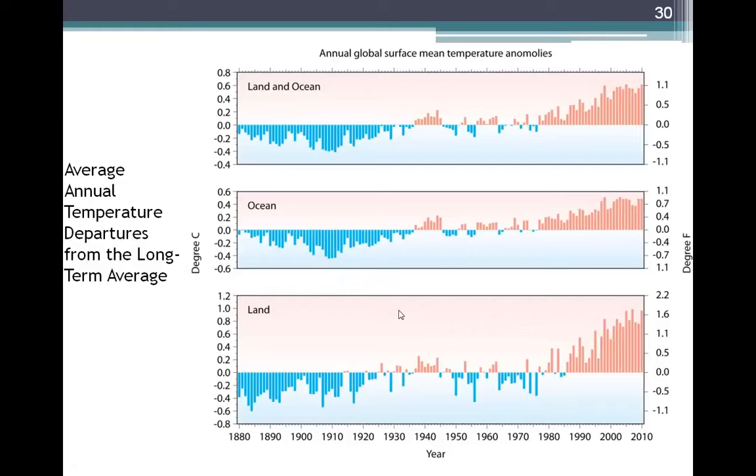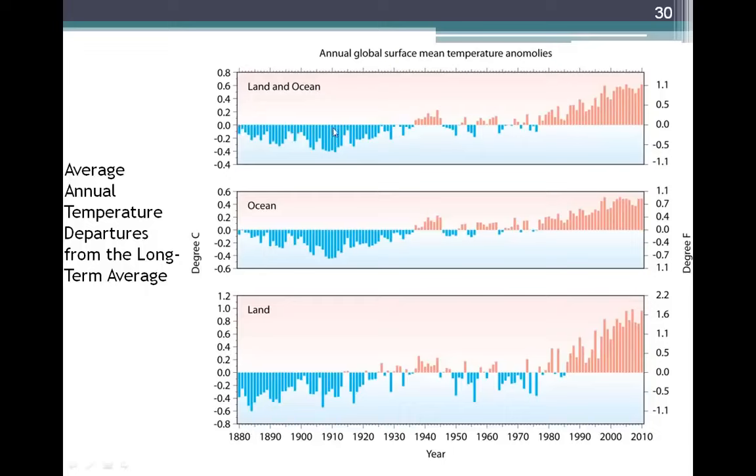So does increasing carbon dioxide and other greenhouse gases have an effect on global temperatures? Well, the answer is a resounding yes. And here you see 3 graphs that show the departure from long-term averages of temperatures for land and ocean on the Earth's surface. So at the top you see both land and ocean together, and what we have here is the long-term average, that's the 0 point, so these are representing deviations from this average.